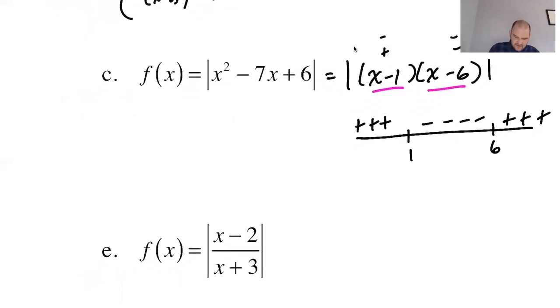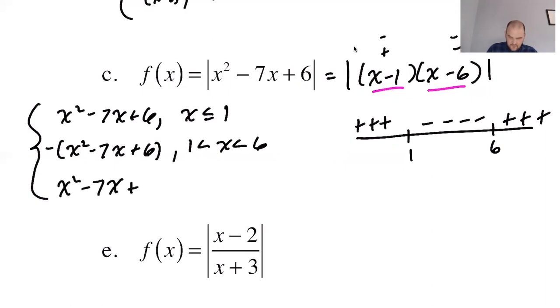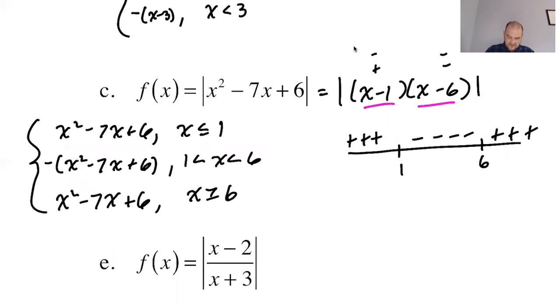One option is with 3 branches, which is what I would do. I always go back to the unfactored form because I think it just looks a little better. So it's going to be x squared minus 7x plus 6 when x is less than or equal to 1. It's going to be the opposite of that. Notice I'm not distributing because what do you gain by doing that? So the opposite when you're between 1 and 6, and then it's back to the original when x is greater than or equal to 6. And I could have put the equal to on either branch. It wouldn't have made a difference. So this is option 1. I think that this is the best thing to do.